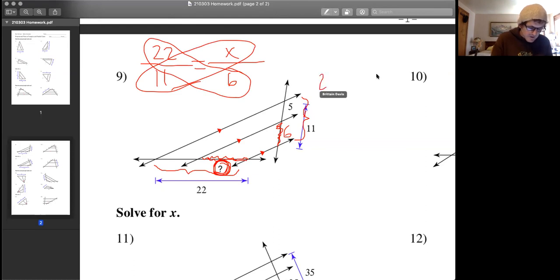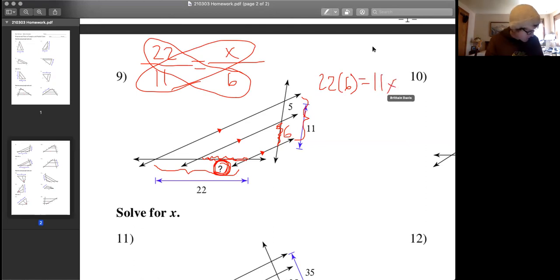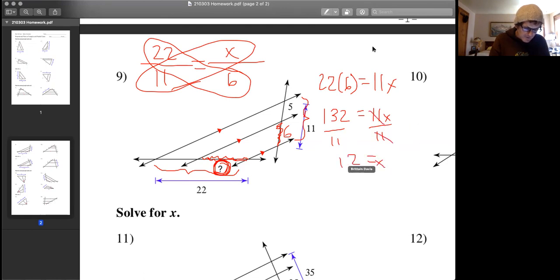Well, 22 times 6 equals 11x. 22 times 6, you can just plug that into your calculator. That's 132. Divide both sides by 11. And those cancel out. X equals 12.